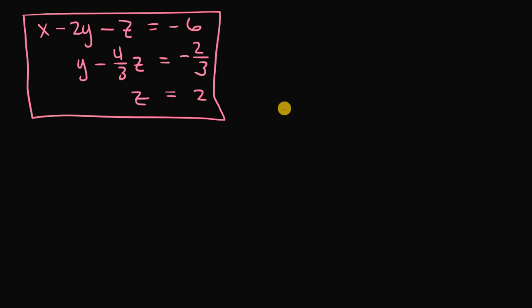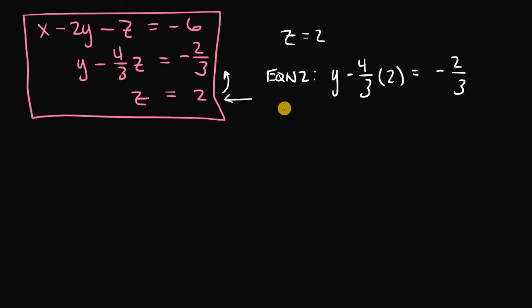So back substitution is pretty easy. We start at the bottom and we plug in the known variables into equations above them to solve for the other variables. So here we know that z is equal to 2. So if we look at equation 2, we have y minus 4/3 times z, which is 2, is equal to negative 2/3. So this simplifies down to y minus, 4/3 times 2 is simply 8/3, and that's equal to negative 2/3.